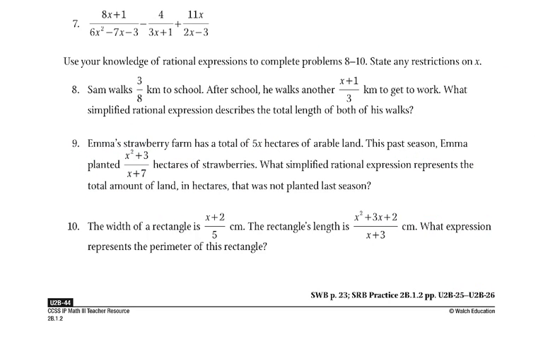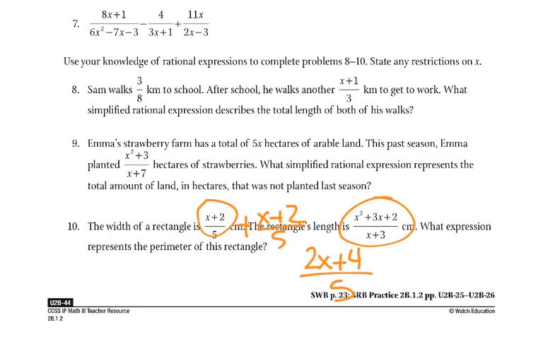The width of a rectangle is (x plus 2)/5 centimeters. The rectangle's length is (x squared plus 3x plus 2)/(x plus 3) centimeters. What expression represents the perimeter of this rectangle? So basically this plus this twice, right? So that would be (2x plus 4)/5. Okay, then this twice, which would be plus (2x squared plus 6x plus 4). I doubled everything over x plus 3 because that's what would happen if we added them.